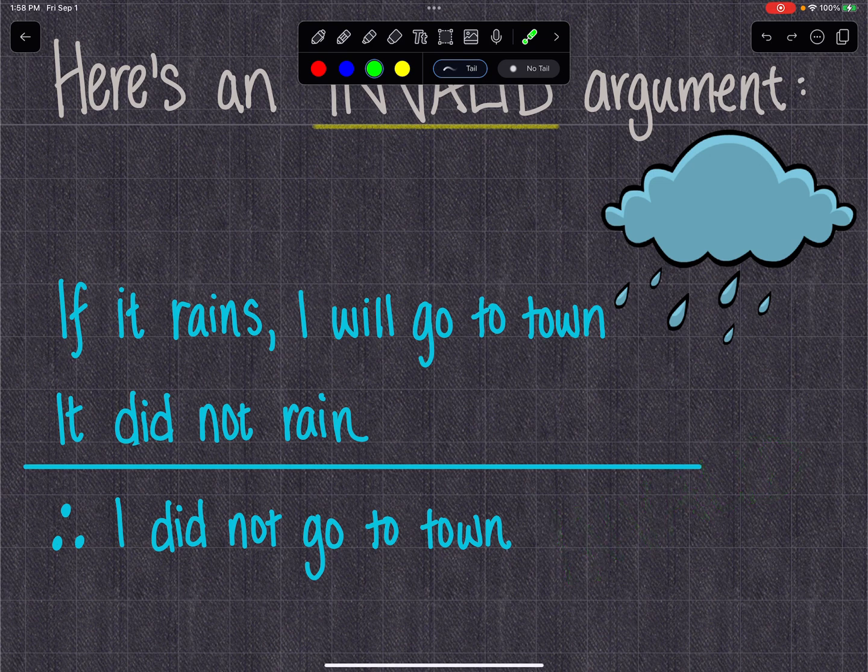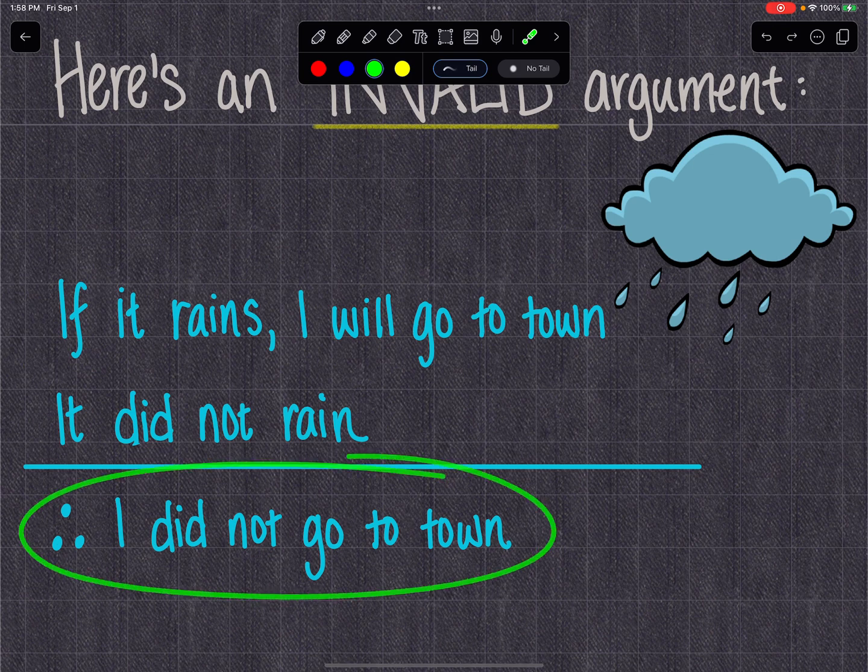because it didn't rain. It doesn't tell you anything. It could be something like, if it rains, I will go to town, but if it doesn't rain, I might go to town, I might not. It doesn't tell you anything about what you do if it doesn't rain. So this is an invalid conclusion. Okay, so that's kind of how it works.